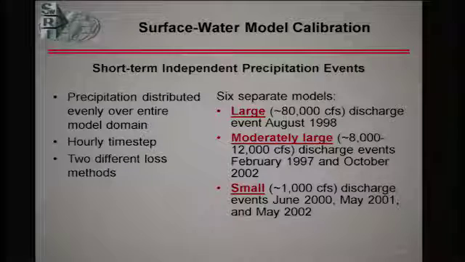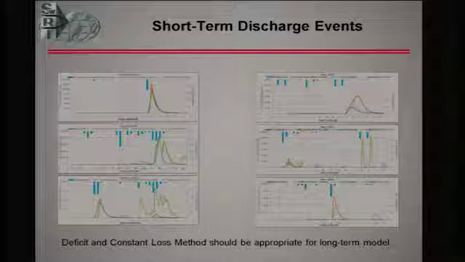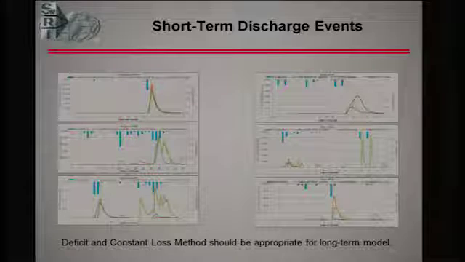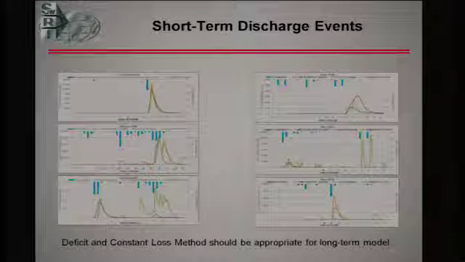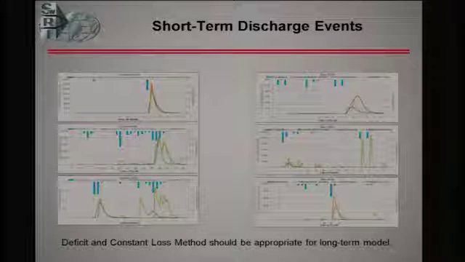So the way we calibrated the surface water model was to take 6 month-long surface water models and run those separately. And once we got some values that made sense, then we put it into one larger model. So we had 6 smaller models, and there was 1 large event, 2 moderate events, and 3 small events, because we wanted to be able to capture all ends of this. We just didn't want to capture the large events because the smaller events are important too, because you get recharge from all these things.